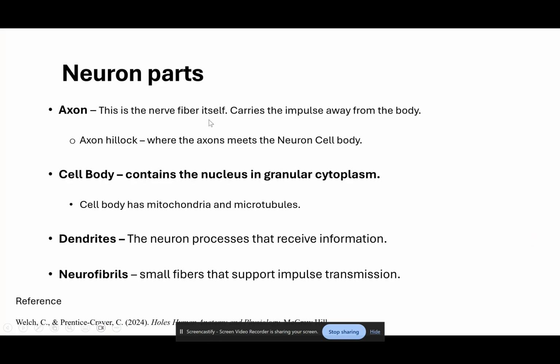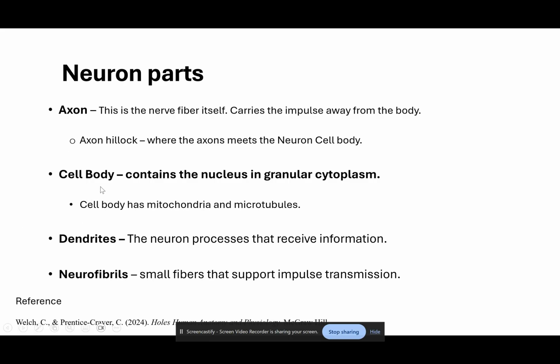Going forward a little bit, these are the parts of the neuron that you just have to know, right? So starting off from the top, the axon. This is the nerve fiber itself. It carries the impulse away from the body of the neuron. It also has a hillock, which is where the axon meets the neuron cell body.